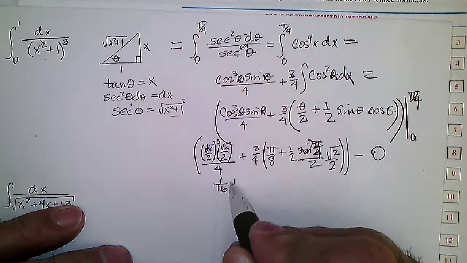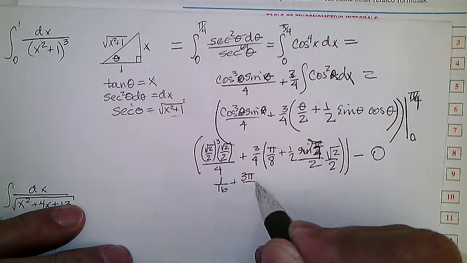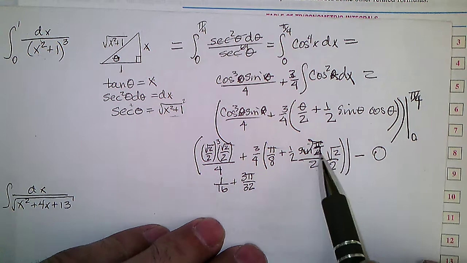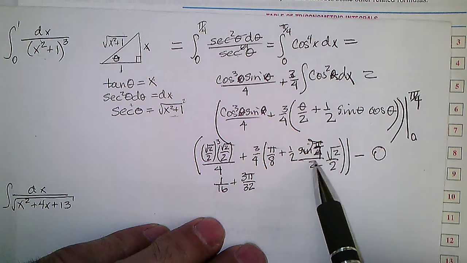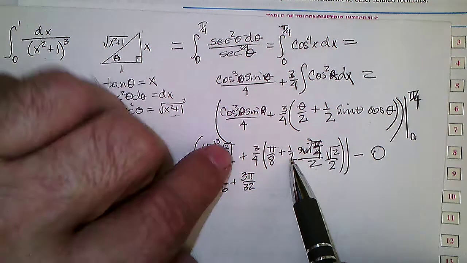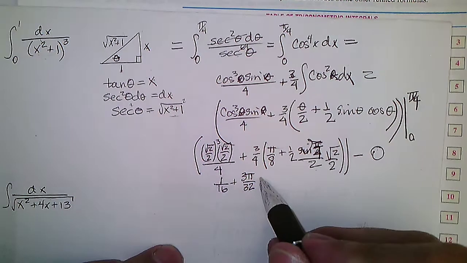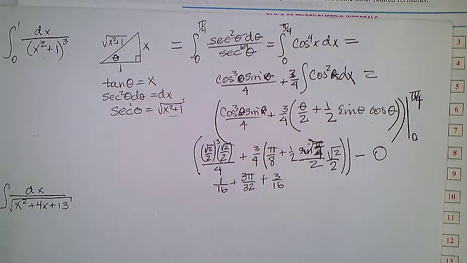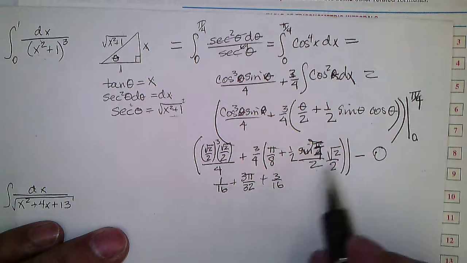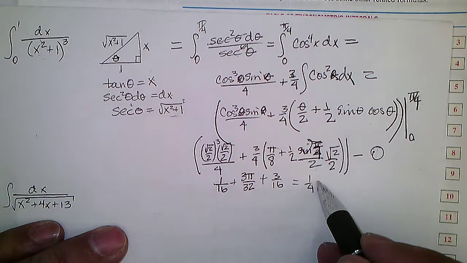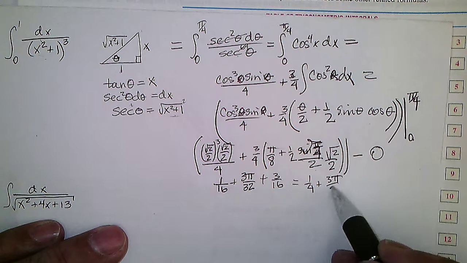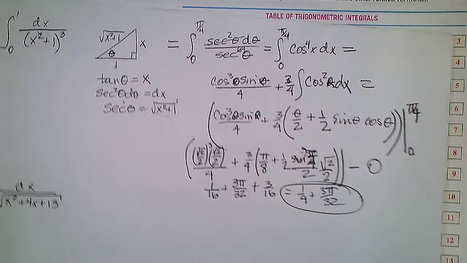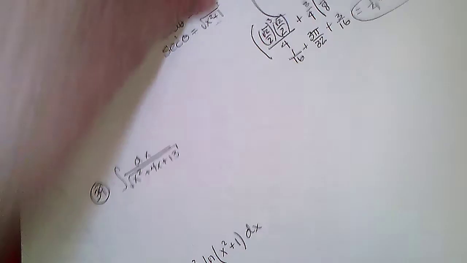And this would be plus 3 pi over 32. And then square root of 2 times square root of 2 is 2. We cancel one of the two, so I get 1/4 times 3/4 is 3/16. So 4/16 or 1/4. So I got 1/4 plus 3 pi over 32. Okay, 39.